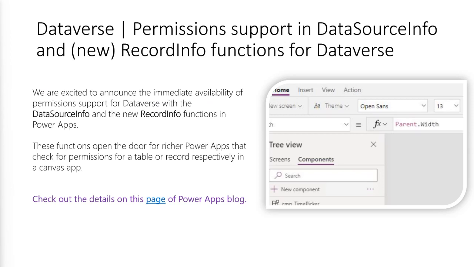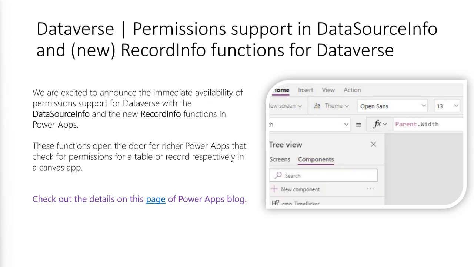The first one is, of course, that Dataverse has a rich security model that allows for checking permissions at both table and record level. Permission checking capability is part of the Power Apps connectors. At this point, Dataverse is currently the only data source that supports the permissions features of these functions. The data source info is a function for table level checking. The data source info function allows an author to check for create, read, edit, and delete permissions on the data source table. The record info function is for record level checking.